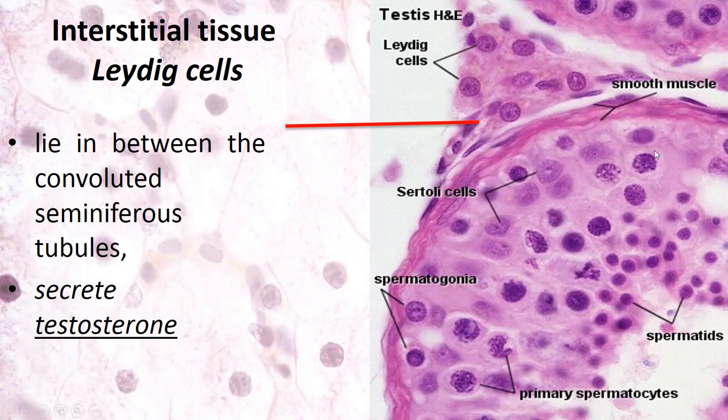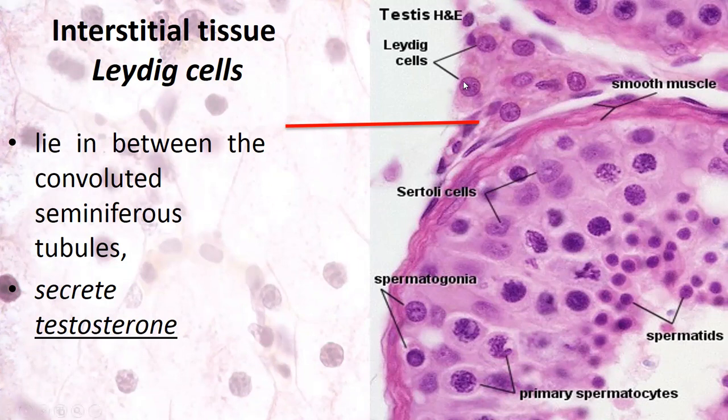Here we can see part of the convoluted seminiferous tubule with different cells on different stages of their development, spermatogenic cells. And between the tubules, there are inclusions of the special endocrine cells. They are called Leydig cells. They are cells of connective tissue, interstitial connective tissue, loose fibrous connective tissue, which lies between the convoluted seminiferous tubules. But there are special endocrine cells which produce testosterone, main male hormone.